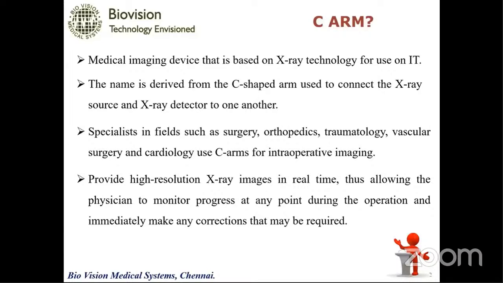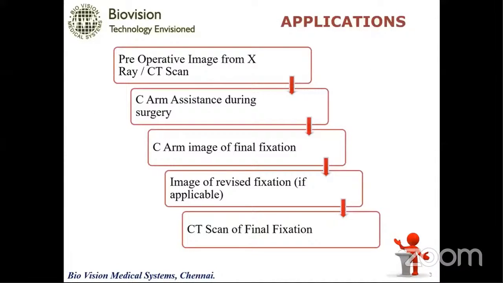Specialists in various fields of surgery, like orthopedics, have a very common use, and vascular and cardiology have a very common use of C-arms. These produce high resolution X-ray images for real-time imaging, so that we can monitor the progress of the surgery at any point of time. For a basic understanding, we can simplify: a C-arm is used during a surgery.